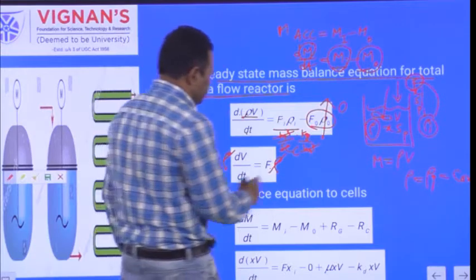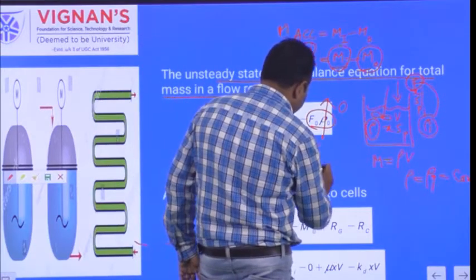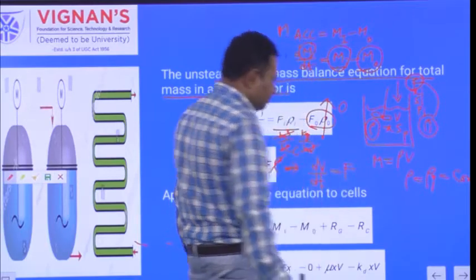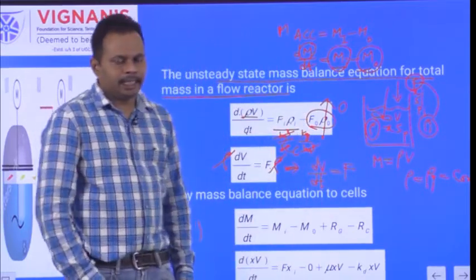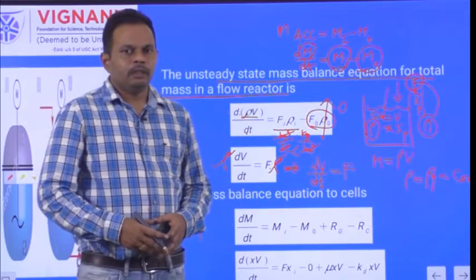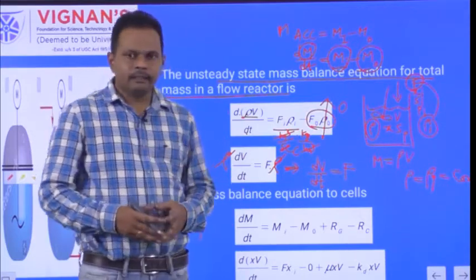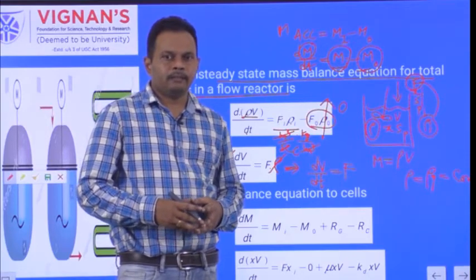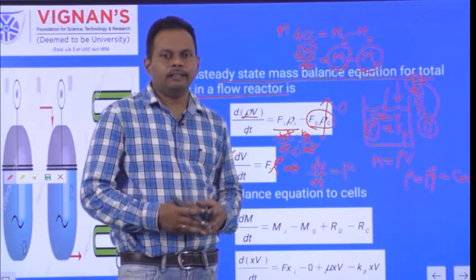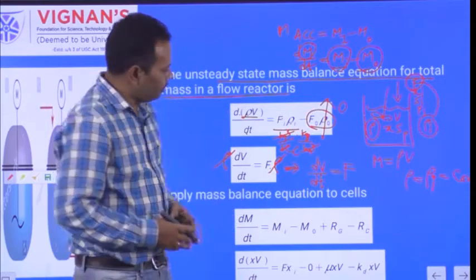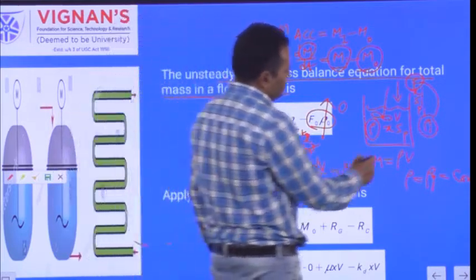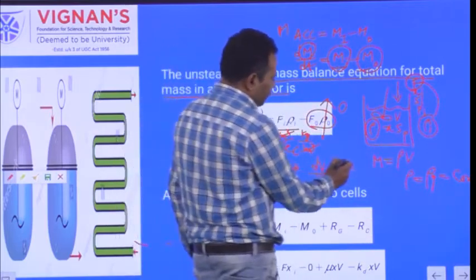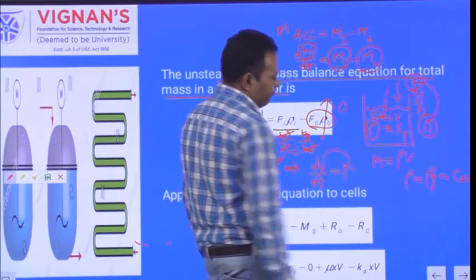From this one you can obtain dV/dt equal to F. So what is the meaning of this equation? dV/dt is equal to F. In the fed batch fermenter, once the exhaust of the nutrient media or the substrate takes place, we start to add the feed. Then the volume of the fermentation broth increases with respect to time. So dV/dt is more when F is more, and dV/dt is less when F is less.